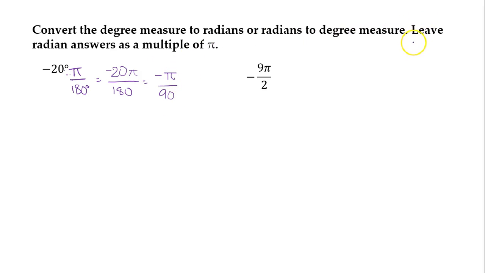So anytime it says this right here, leave radian answers in multiples of pi, that means leave pi in it. Do not multiply pi through and give me a decimal answer.